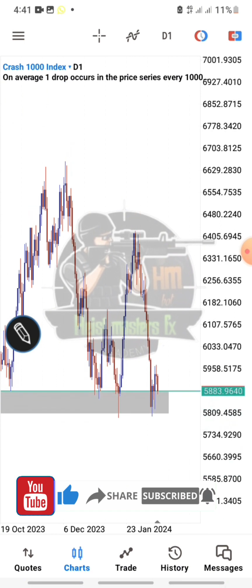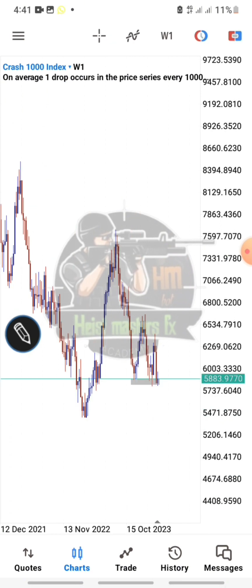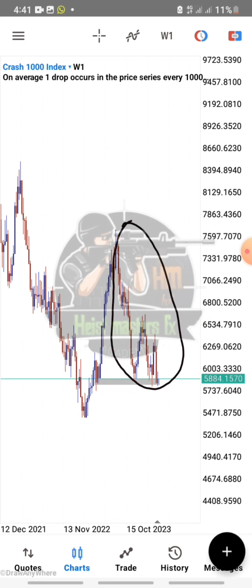Now going to the daily, or maybe let me start from the weekly. From the weekly analysis of this Crash 1000, let me stretch this one to this area here. You've seen we are at a clear support floor on this weekly time frame. The market was bouncing several times once we reached that support floor here, but now, on the weekly analysis, we can see the market is on a clear bearish trend, with lower lows and lower highs.